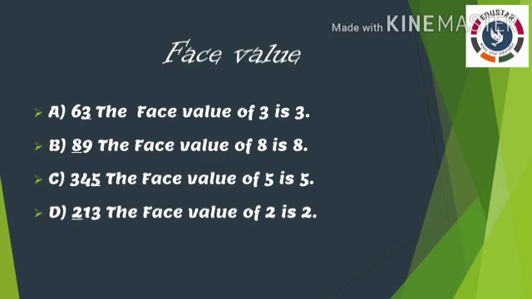Okay. Shall we go to the last number? Yes. The last number is 213. Here, 2 is underlined, isn't it? So, the face value of 2 is 2. So easy, is it? Okay. You understood the face value?